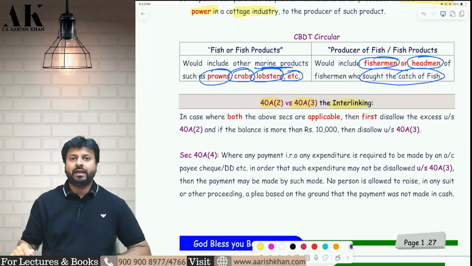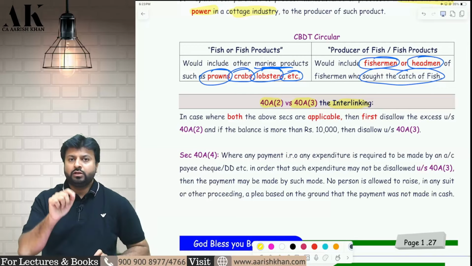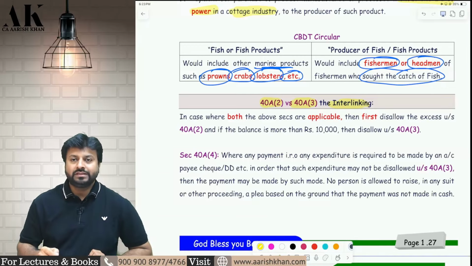Otherwise, 48.3 will not apply. Let me give you an example. I am making you payment. You are my related party. I am making you payment of 1 lakh rupees in cash. The fair market value is 60,000.